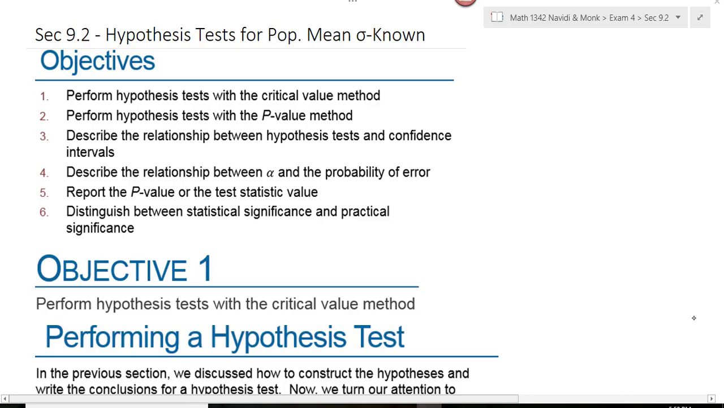Section 9.2 covers hypothesis tests for the population mean when the population standard deviation is known. If you'll recall, when we went over 9.1, we hit some basics of hypothesis testing. We looked at what a null and an alternative hypothesis was and how to write those, how to write a conclusion. We looked at type 1 and type 2 errors.